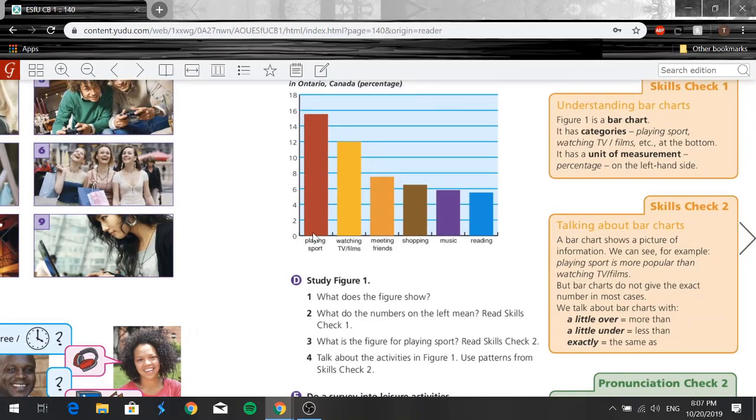3. What is the figure for playing sport? So playing sport will go up, up, up, up, up. So it's somewhere between 14 and 16. So we'll say not clear, and we'll say just under 16%.